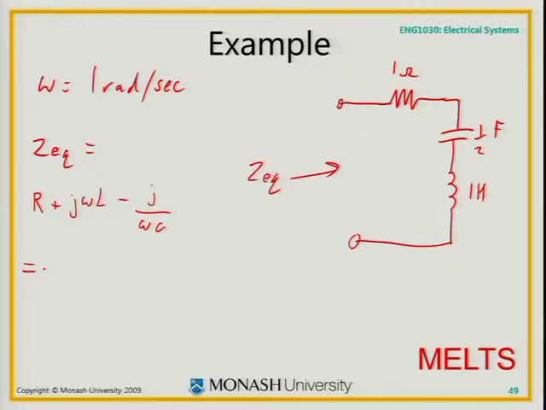Why is 1 over j equal to negative j? Times top and bottom by j. j squared is negative 1. j is the square root of minus 1. So I've used that everywhere here. 1 on j is minus j. So that's why the capacitor is 1 on j omega C, why it's negative.